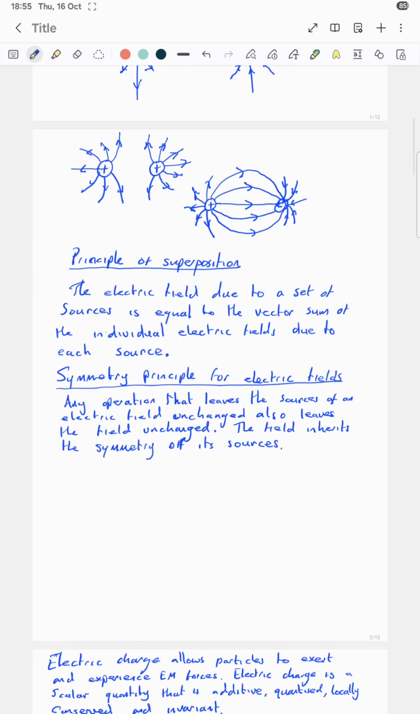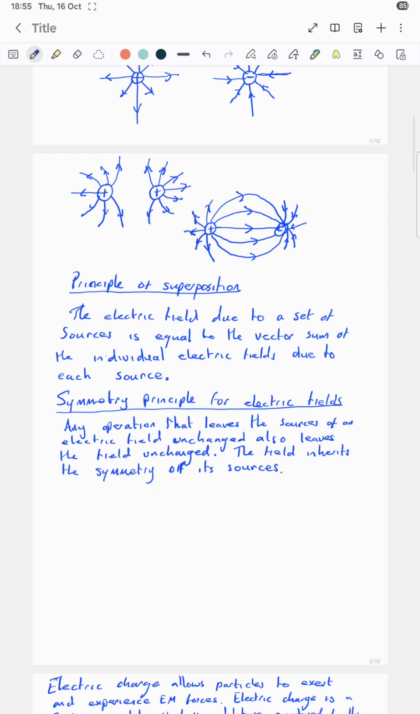Now, the principle of superposition. This is how the field lines would intersect if the charges were opposite, and this is how they would repel one another if they were two like charges. Anyway, the principle of superposition states that the electric field due to a set of sources is equal to the vector sum of the individual electric fields due to each source.